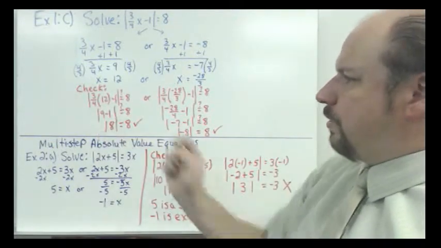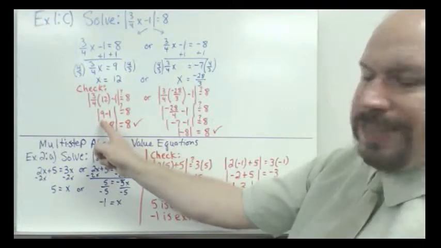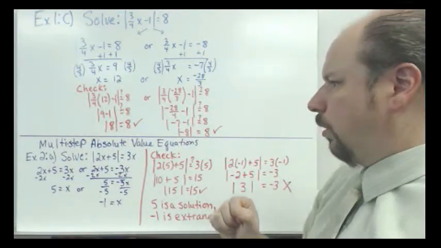And here is our check for positive 12. So 3/4 times 12 is 9. 9 minus 1 is 8. So both solutions again work.